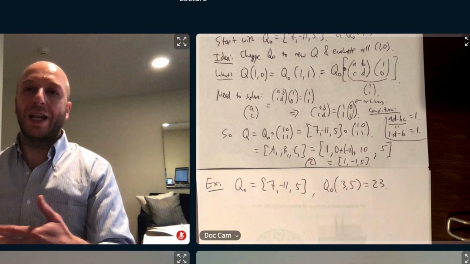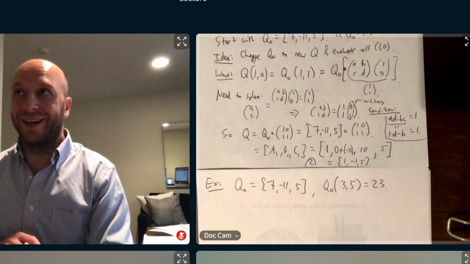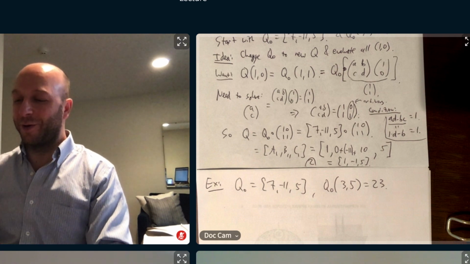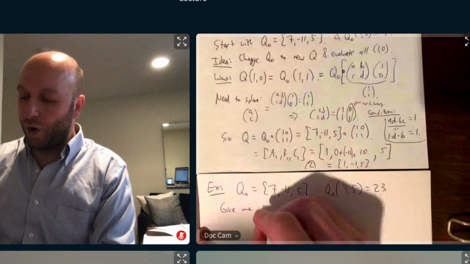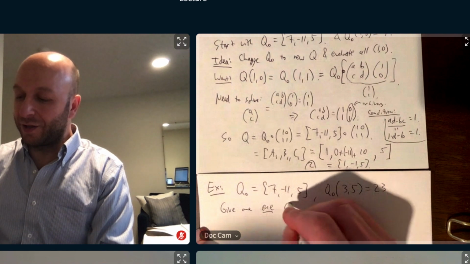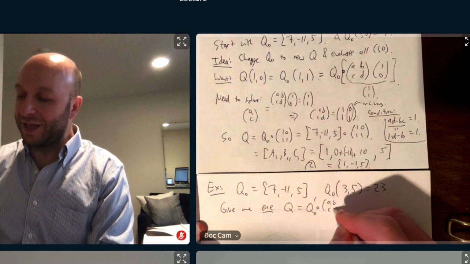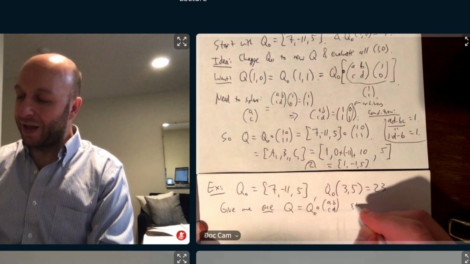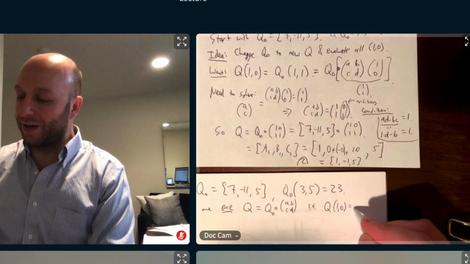What quadratic form, and again, it's not just one quadratic form, but you'll see soon, I hope, how to move around different quadratic forms. So give me, although there are many, Q, which are Q0 composed with some ABCD, so that Q of 1, 0 is equal to Q0 of 3, 5.